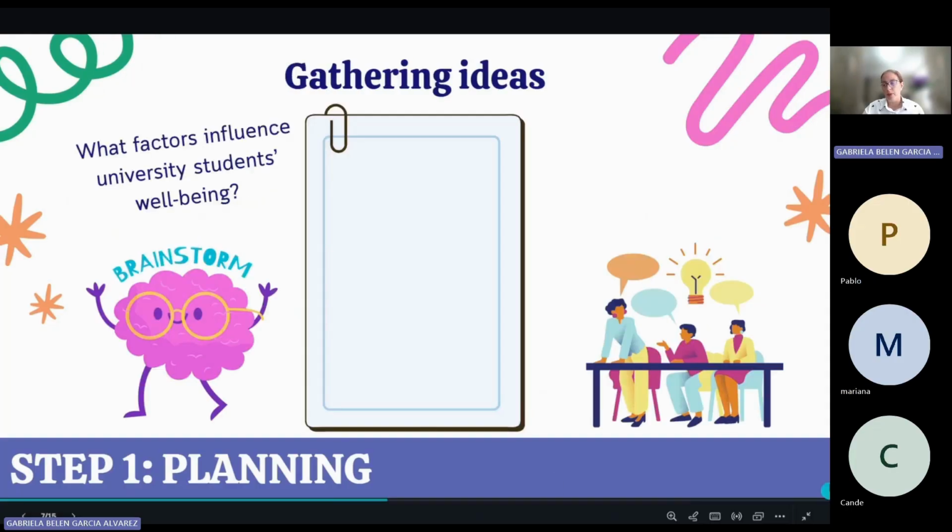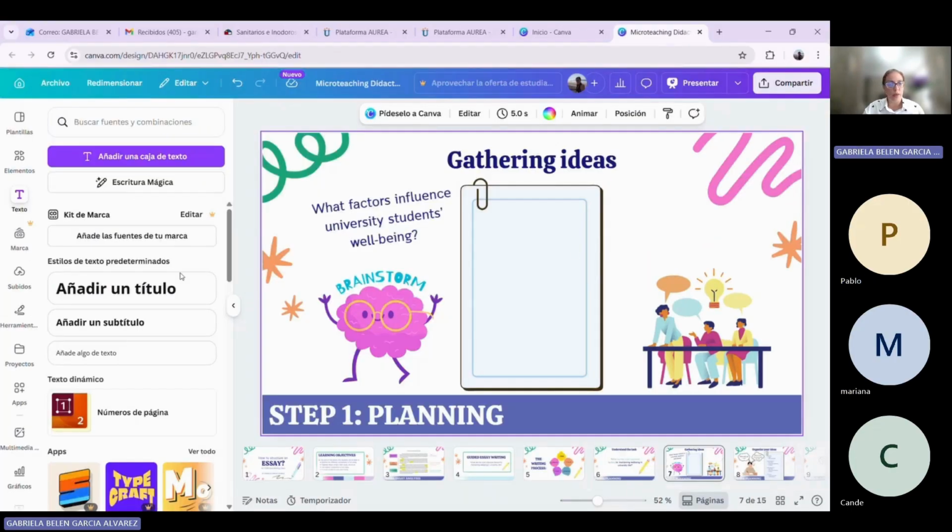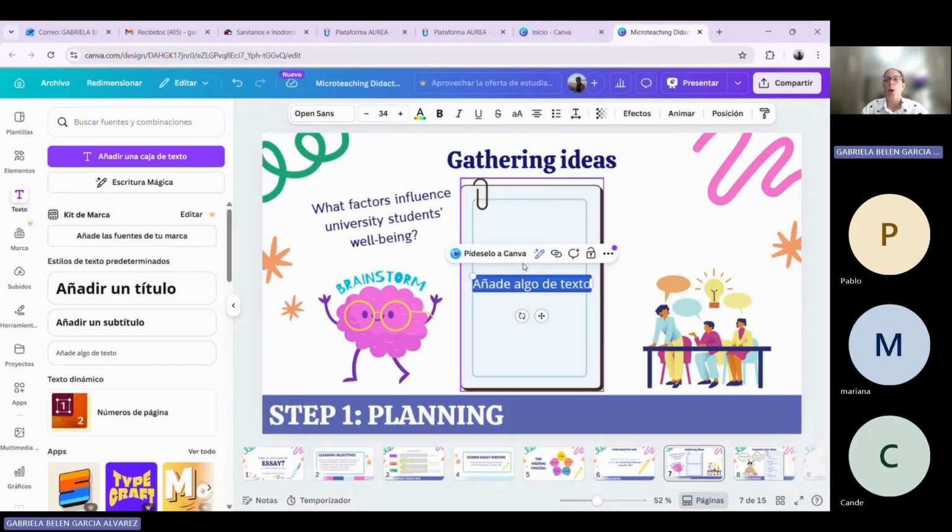Exactly. I'm going to stop sharing, but I'm going to write here if you want to tell me your ideas. Pablo said something about alimentation. We can put food and sleep. Those are important factors for keeping well-being, right? What else can you think? What else is important?